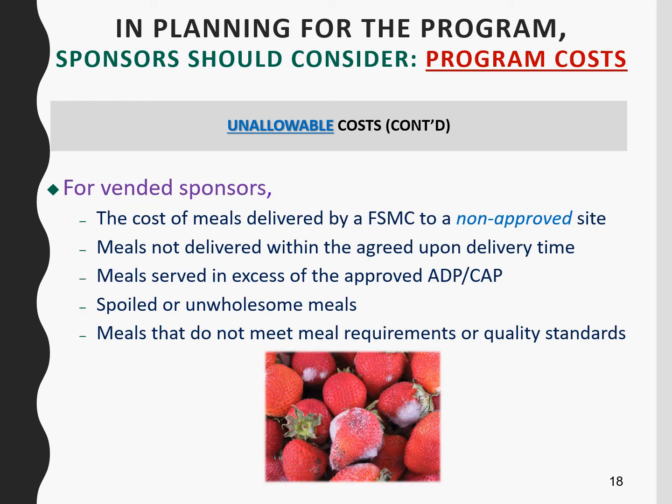For vended sponsors, unallowable costs include the cost of meals delivered by a food service management company to a non-approved site, meals not delivered within the agreed-upon delivery time, meals served in excess of the approved ADP or cap, spoiled or unwholesome meals, meals that do not meet meal requirements or quality standards.